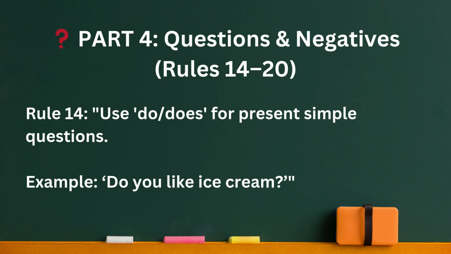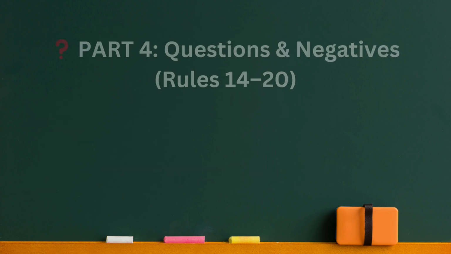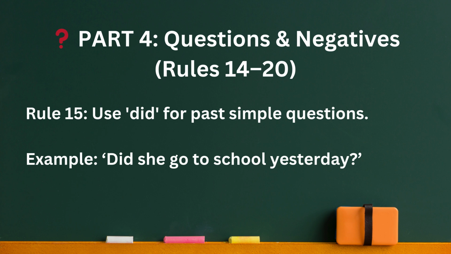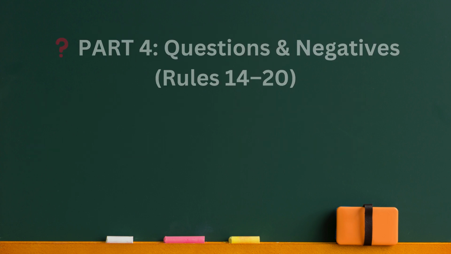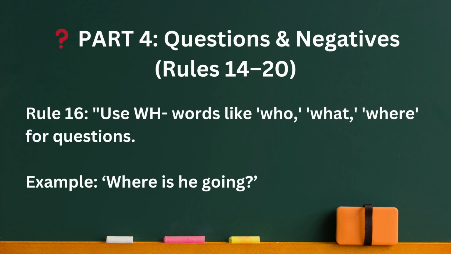Rule 14: Use do, does for present simple questions. Example: Do you like ice cream? Rule 15: Use did for past simple questions. Example: Did she go to school yesterday? Rule 16: Use WH words like who, what, where for questions. Example: Where is he going?